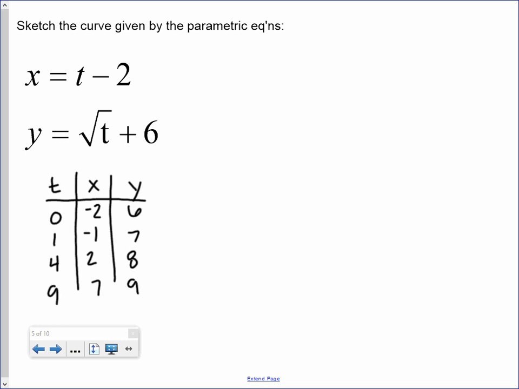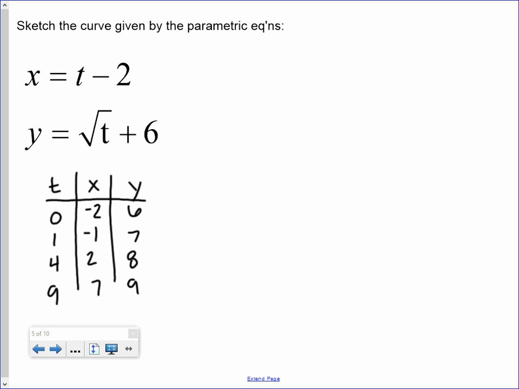I see a lot of people as I walk around the room, go ahead and start with the TXY table. I think that's great. This one's a little bit different because there was no specifics for t, so you had to choose your own t. Notice that in my table, my lowest value of t is 0. Why is that?